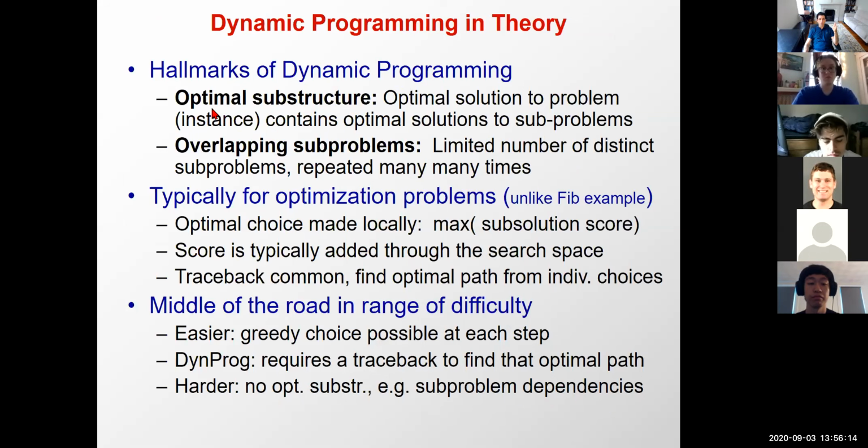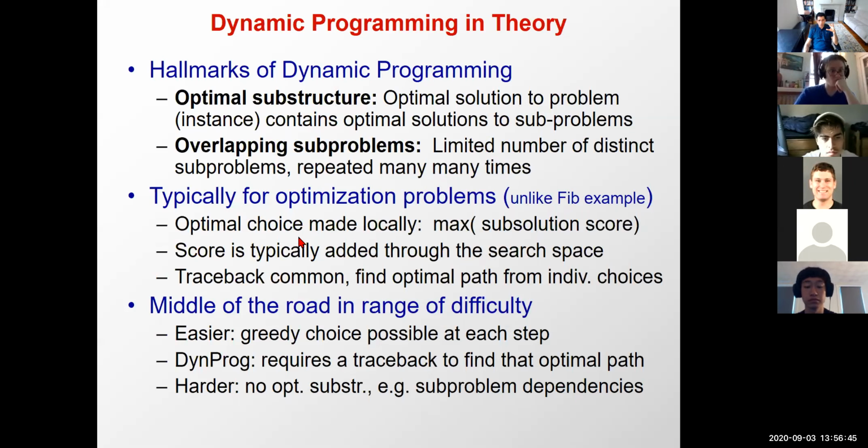Number one, there's optimal substructure. The optimal solution to a problem instance contains within it optimal solutions to the subproblems. Number two, there's overlapping subproblems. There's a limited number of distinct subproblems which are repeated many, many times. And dynamic programming is typically used for optimization problems. So Fibonacci is not really a dynamic programming example because there's no maximum, there's no optimization, but it teaches you all these other principles of ordering the computation.